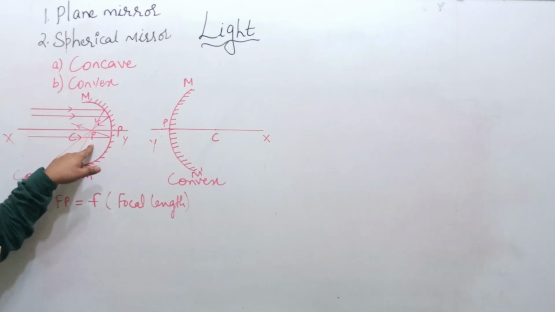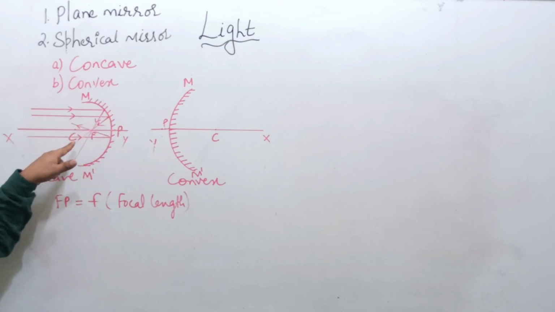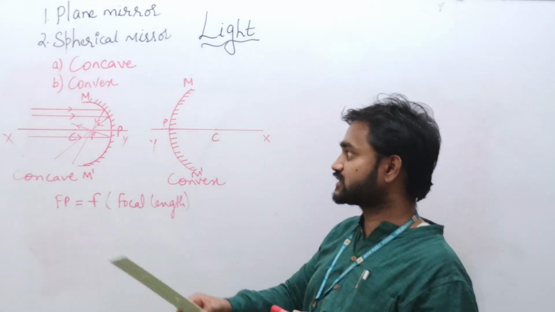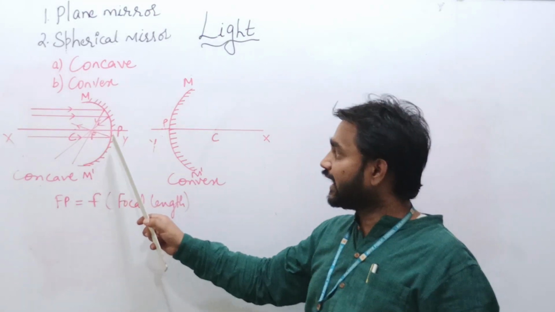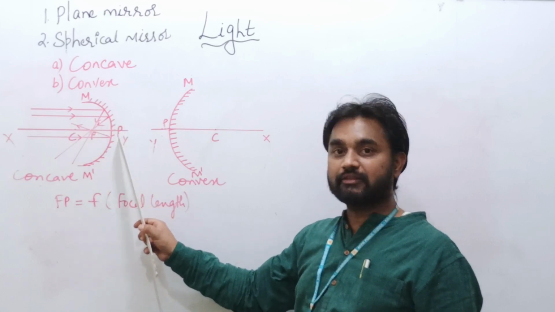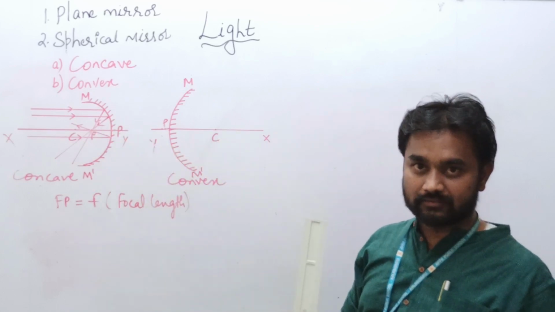Principal focus is the point where all the reflected rays are going to converge. Where all the reflected rays are going to converge, that is called principal focus. And the distance between the principal focus and the pole is called focal length.